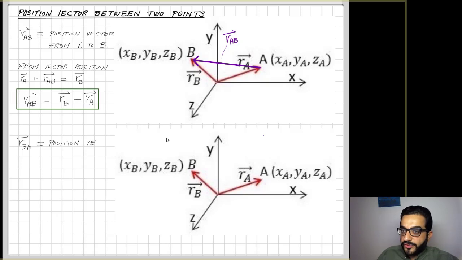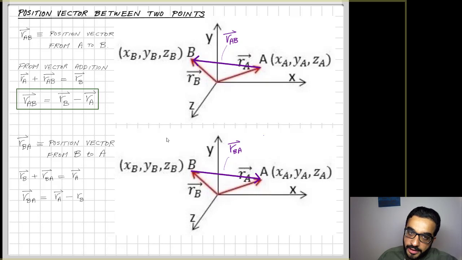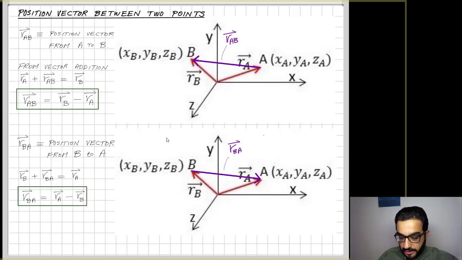So let's see the other example, which is R_BA, the position vector from B to A. We'll use the same concept, adding vectors here. R_B plus R_BA is equal to R_A. So this means I can conclude that R_BA is equal to R_A minus R_B. You can see I'm using the same way of calculating the position vector between two points, but it matters here: R_AB is different than R_BA.